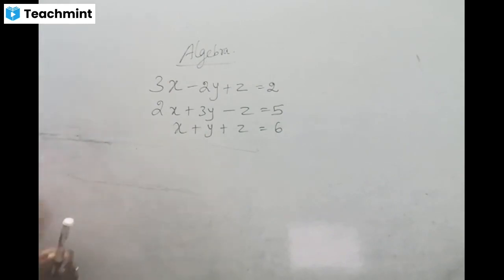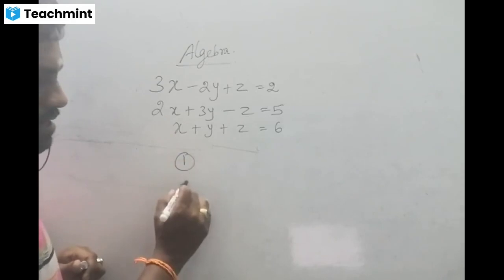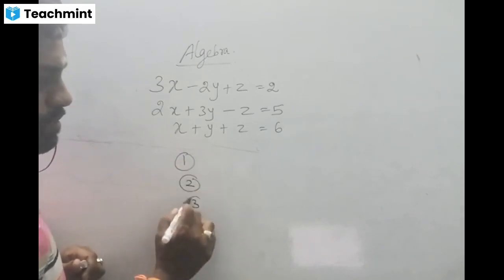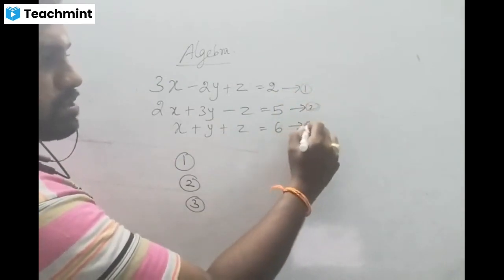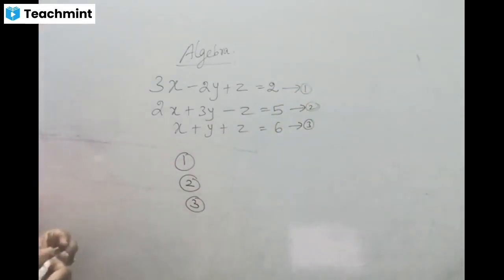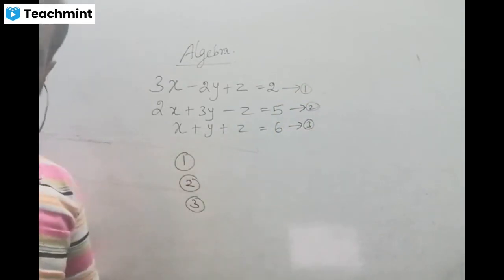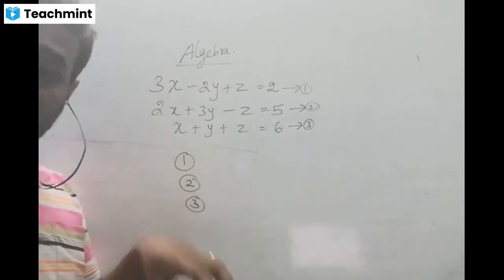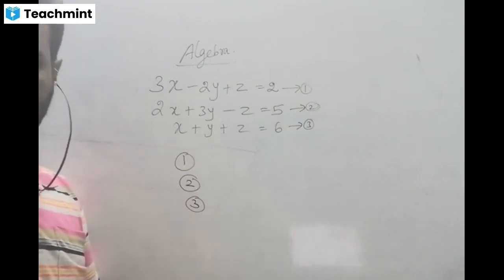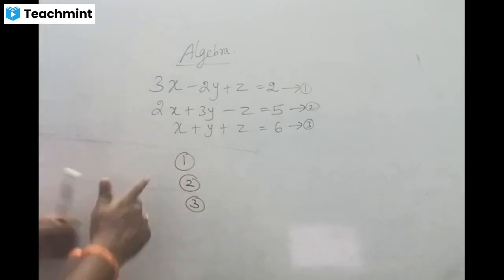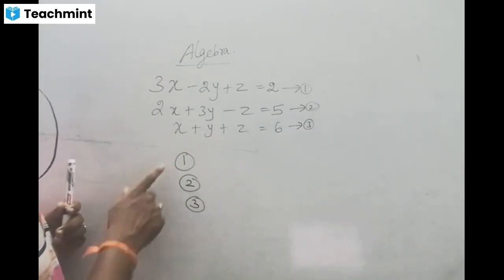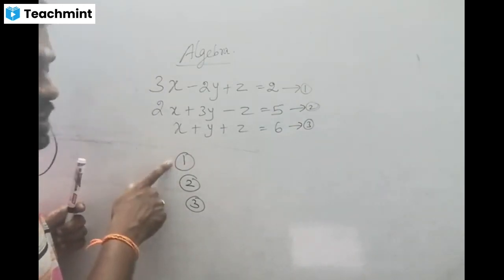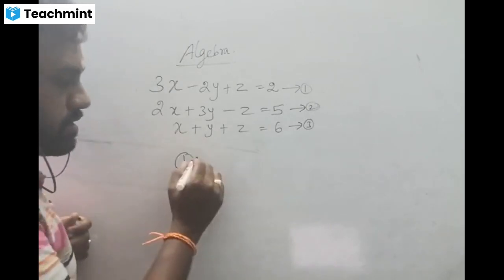Initially, how many equations do we have? Three equations, called equation number one, equation number two, and equation number three. So how can we solve? First we must know the algorithm. Algorithm is nothing but the procedure. First we have to solve equations one and two, which have three variables. By solving this, we have to eliminate one variable.